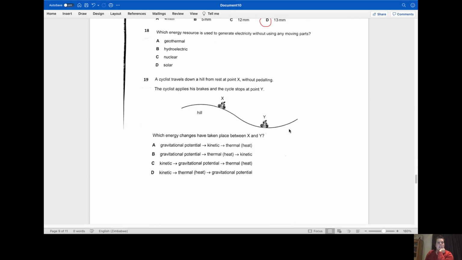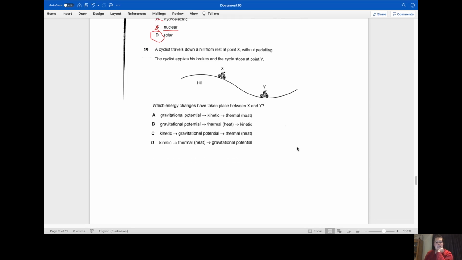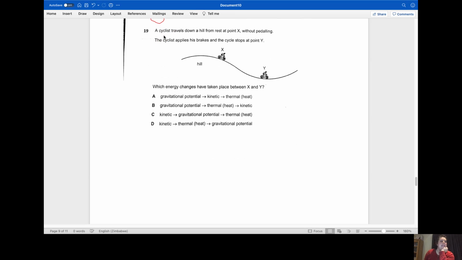Okay, number 18, which energy resource is used to generate electricity without using any moving parts? Geothermal, that moves turbines. Hydroelectric, that also moves turbines. Nuclear also moves turbines. So your answer, solar energy. Think of your solar panels and your inverter. Nothing is moving, okay? You're just getting solar energy to charge your batteries to make your inverter work. So your answer was D. Number 18 was easy.